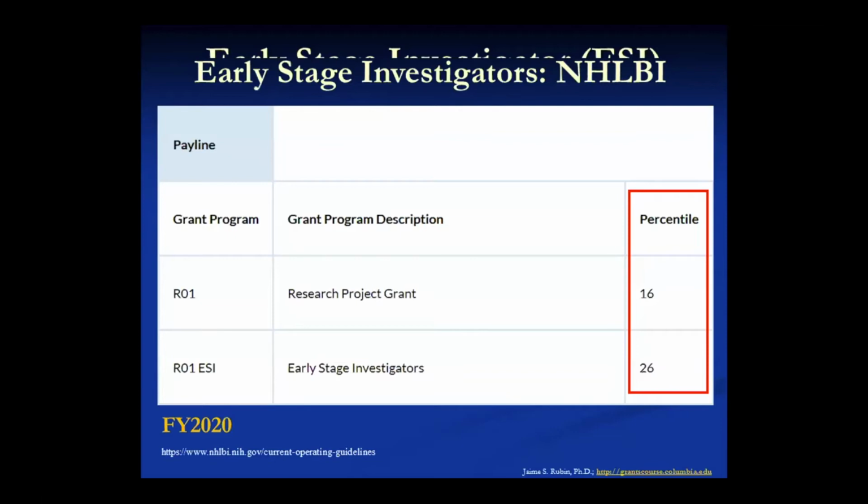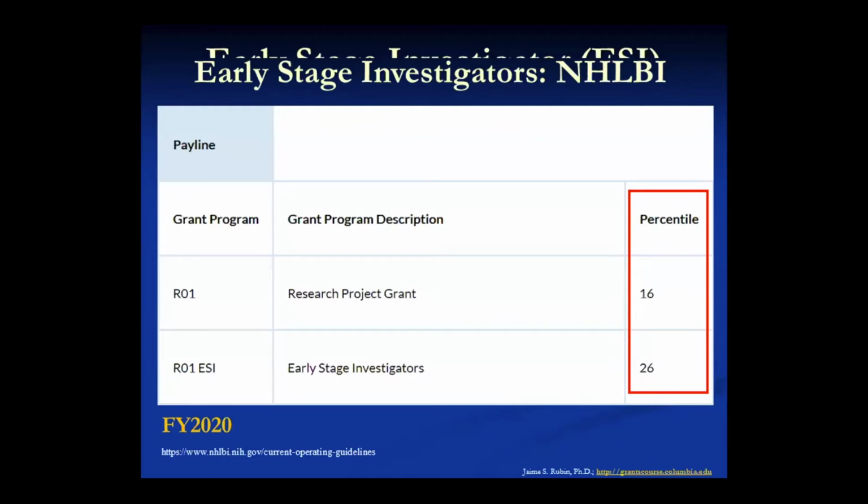So here's an example from the last fiscal year of the pay line from the National Heart, Lung, and Blood Institute. So for established investigators, the pay line was at the 16th percentile.